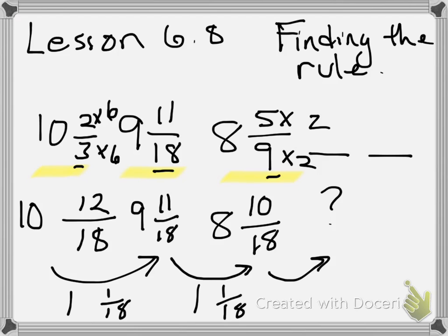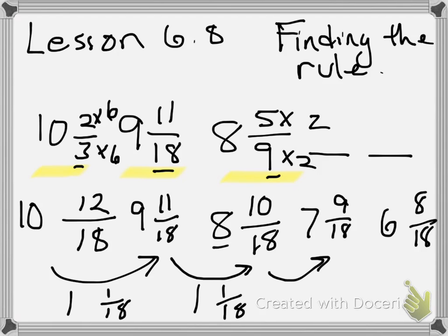If I subtract 1 from 8, I have 7. So I'm going to go ahead and erase my question mark. And now I have 7. And if I take away 1/18, I have 9/18. And the next one, I have 6. I take away one more, and I have 8/18.